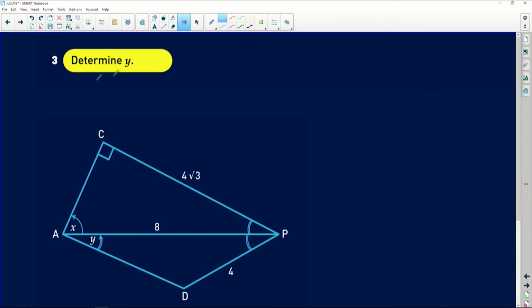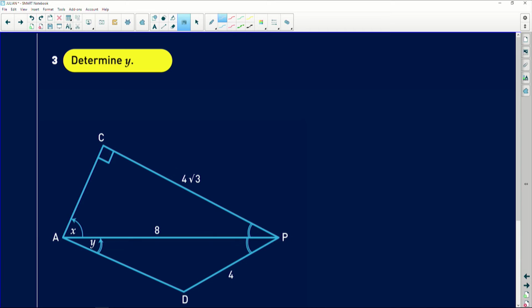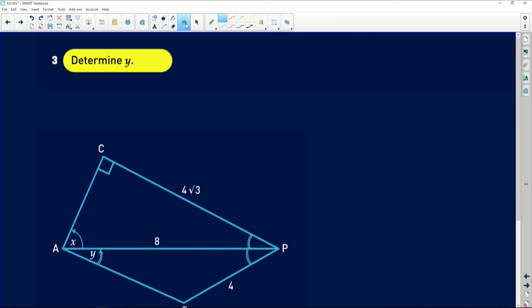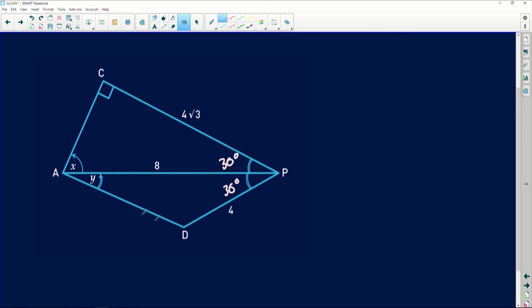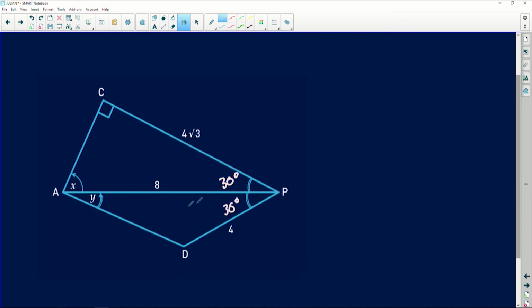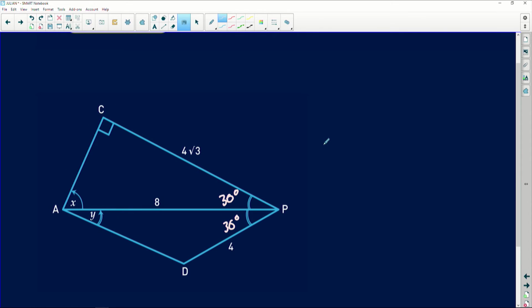Okay, so the last part of this question says determine the value of y. This is filling the data that we have already. So we have that this angle is equal to 30 degrees. That is also equal to 30 degrees. And we now know the length of AD. Okay, guys. So with this, we can use cosine rule or we can use the sine rule. I'm going to do the sine rule just to show you a little bit of variety.